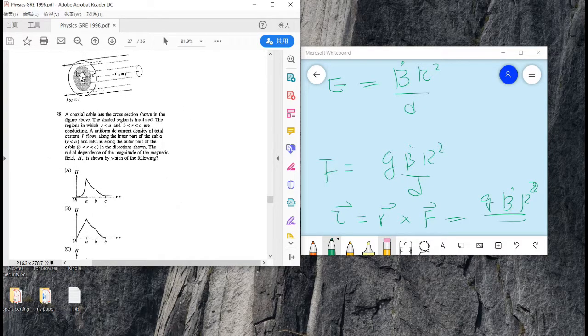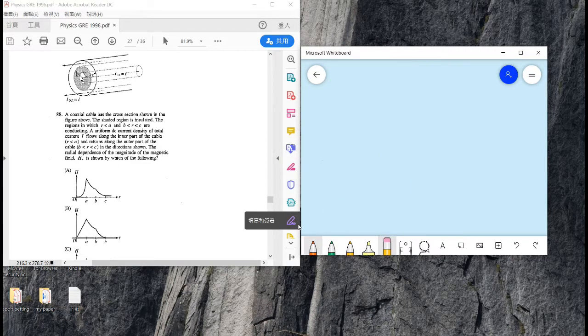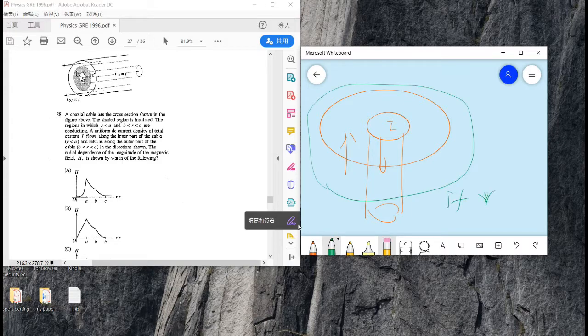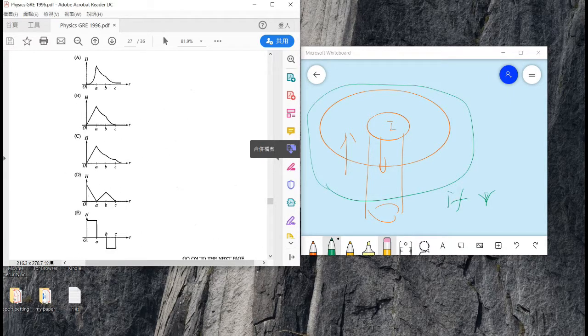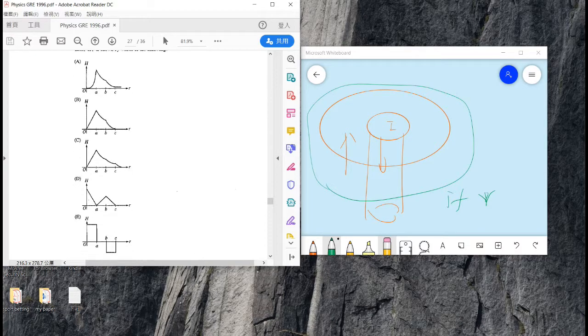Okay, so for 88, the coaxial cable has a cross section. I think for this one you can use Ampere's law to solve it, but I think it's enough to guess the answer. Basically you have this coaxial cable and there's I in and I out. If r is larger than c, then your total enclosed current is 0. So the magnetic field must be 0. So A is not okay, B is okay, C is not okay, D is okay. So the answer must be B or D. And E is definitely not correct because it must depend on r.